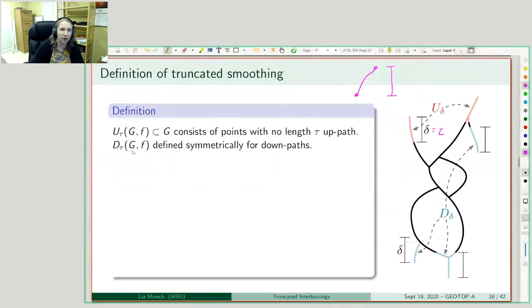I've got D_tau symmetrically for the downset. So this is my downset here. There's some more of my downset over here.